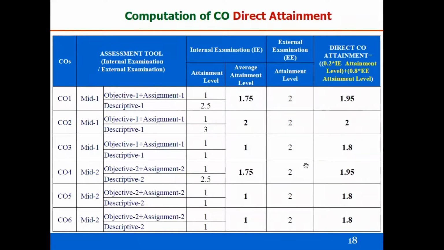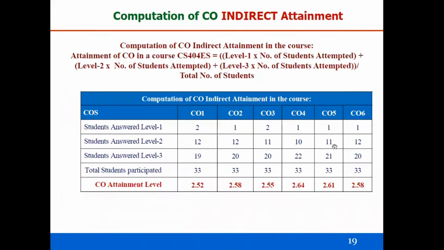So now direct CO attainment values are calculated. What you have to do now, the remaining component is to calculate the indirect attainment CO values. Once we know the indirect attainment CO values, then you can calculate the overall CO attainment as per the formula we defined. Now coming to the computation of CO indirect attainment. This formula we already mentioned in the table. Okay, now let us see the computation of CO indirect attainment for the course we considered.